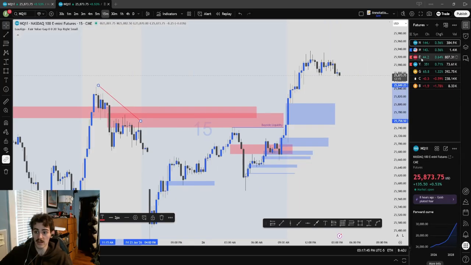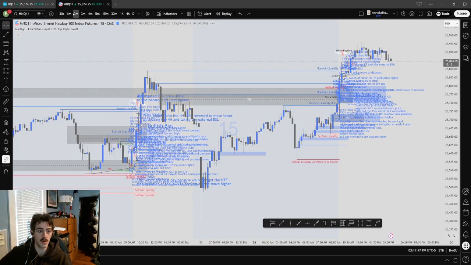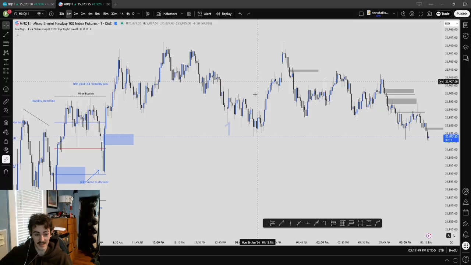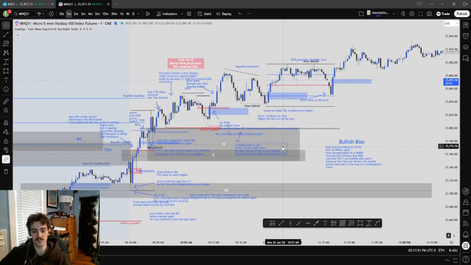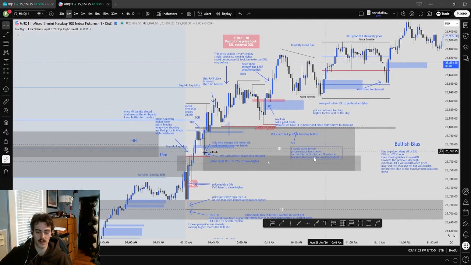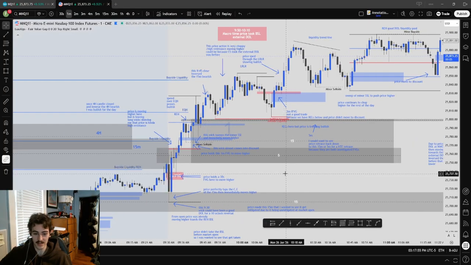So now going to my annotations here, I'll show you the trades that I did not take because there wasn't any entries today. I mean, there were, but there weren't any really good entries that I liked.